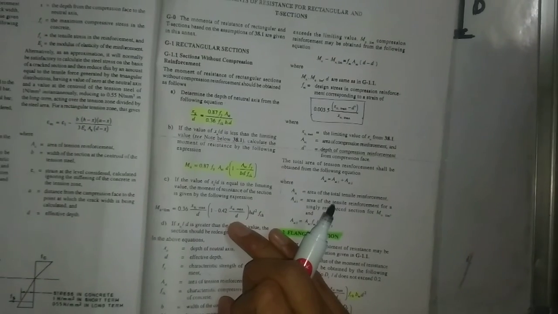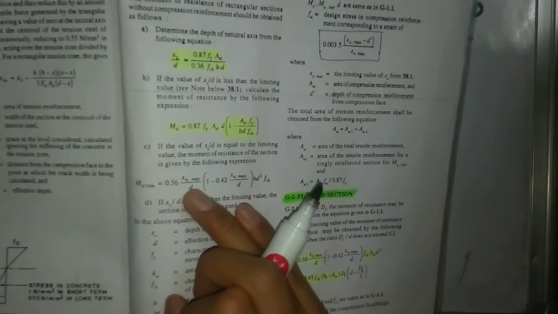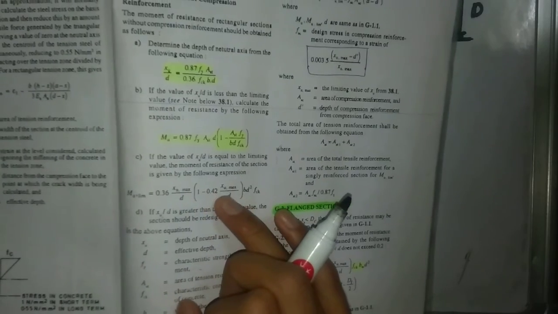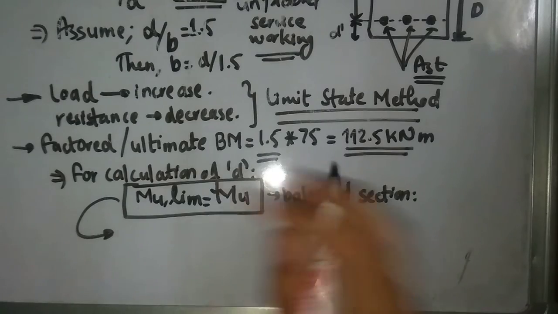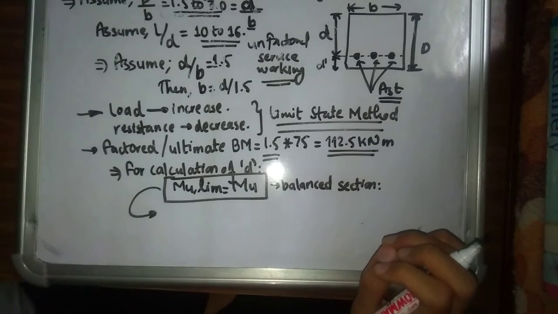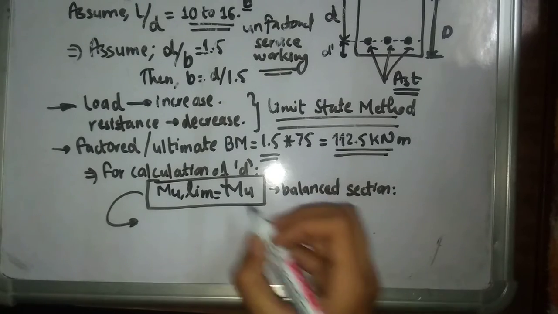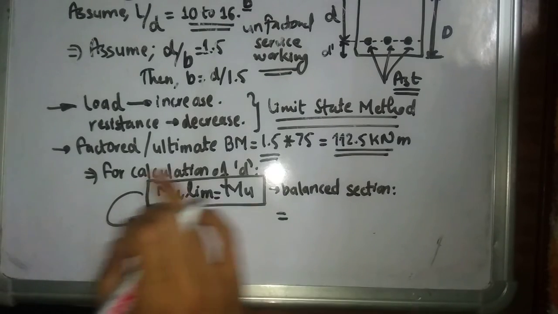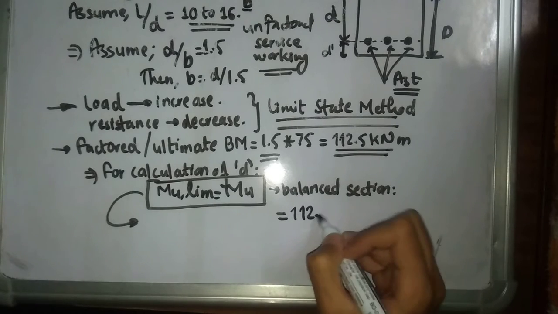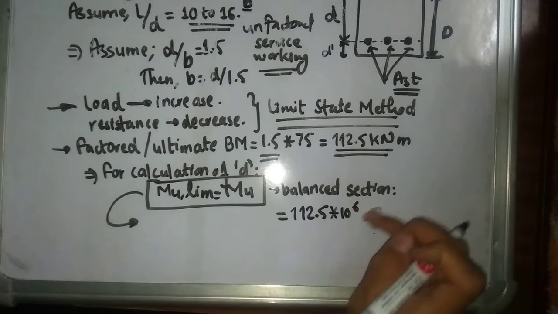So the code is a must in order to do such numericals. We have our limiting formula over here as 0.36 Xu max by d, 1 minus 0.42 Xu max by d, b d square fck. So we're going to use this formula. Let me rub this portion and start over here. We have Mu limiting equals Mu. We already have our value of Mu on the right, which is 112.5 kilonewton meter, that is 112.5 into 10 to the power 6 newton millimeter.